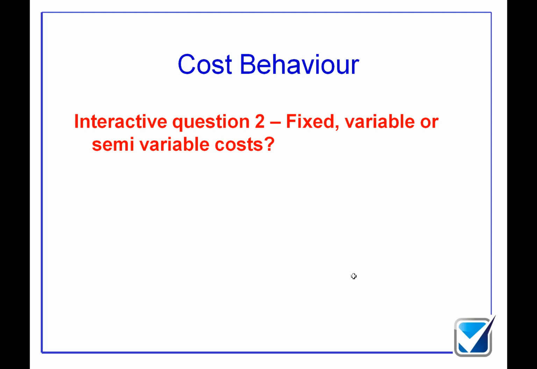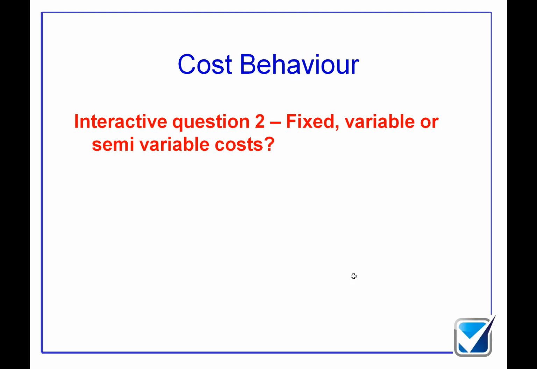So that'd be semi-variable. The annual salary of the chief accountant, well, that will not change regardless of the levels of activity. Therefore, that becomes a fixed cost. Cost of materials used to pack 20 units of product X into a box. Well, the cost of materials will be exactly the same no matter how many times we do it. Therefore, that becomes a fully variable cost.